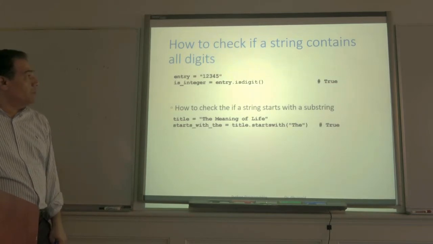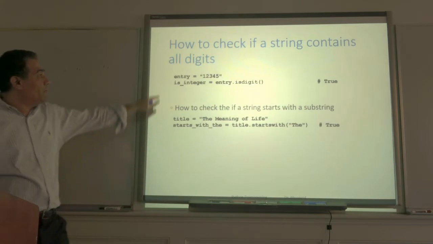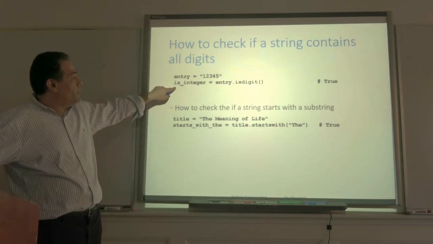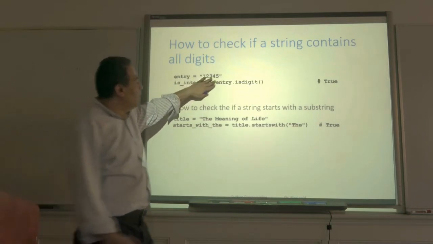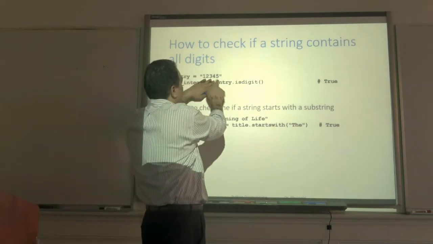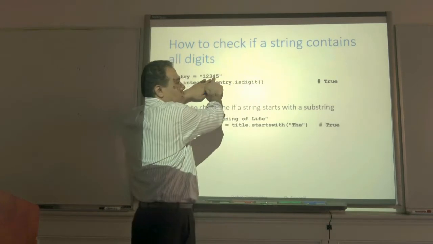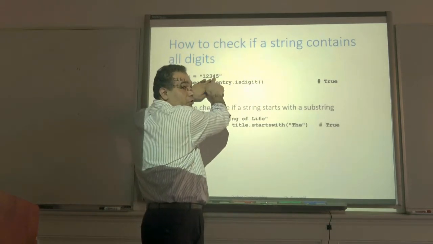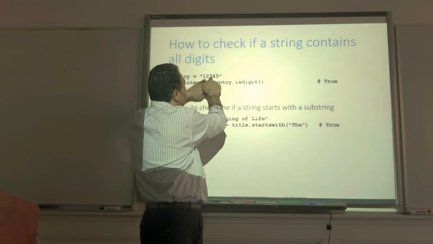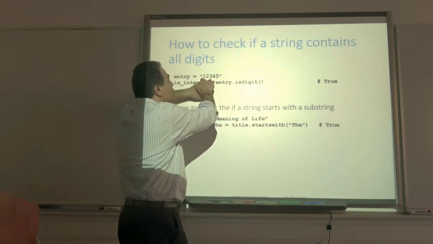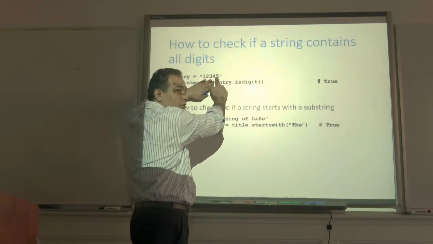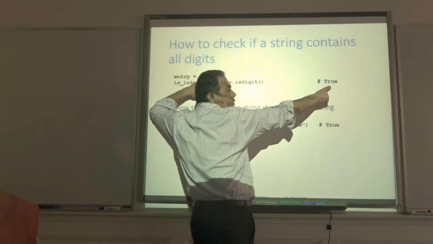Let's take one or two, and I put a lot of examples for you in here, right? So for example, if I have the entry, this is an integer, so this is the value. I would like to know if entry isdigit. Is it a digit? Yes. 1, 2, 3, 4, all digits. Does the whole string contain only digits? Yes.